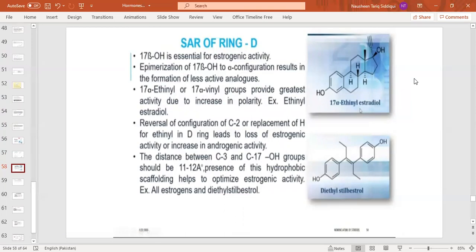The distance between the C3 and C17 OH groups should be 11 to 12 angstroms. Presence of this hydrophobic scaffold helps to optimize estrogenic activity. All estrogens are diethyl stilbestrol.